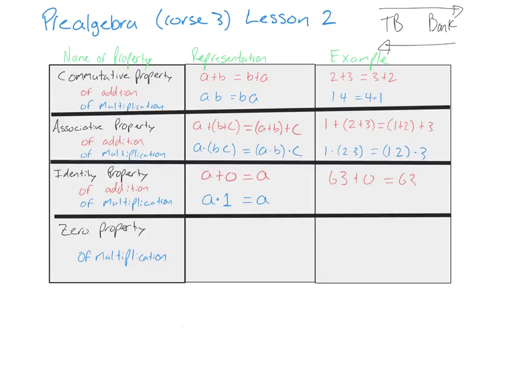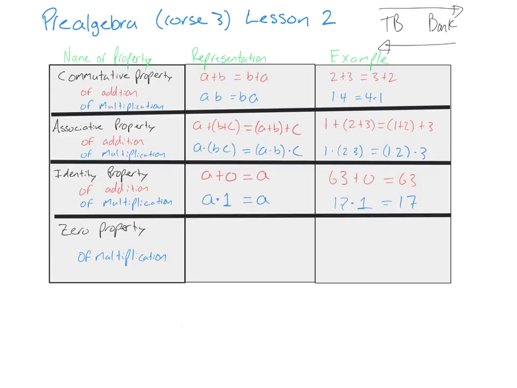Same idea there for multiplication. If I said 17 times 1, well, 17 times 1 is just simply 17. So notice you start right there and end with the same number on both of these. That's why we call it the identity property.